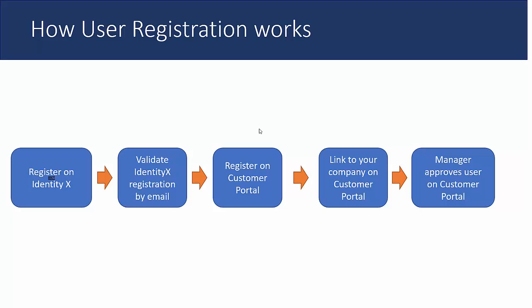The next step is to register the user on the customer portal to carry across the information from the identity registration into the customer portal. We then link the user and the company to each other in the customer portal, identifying that a user works for a particular company. And finally, the customer or supplier's manager needs to approve the user on the customer portal. In that way, the organization confirms that every user on the system is a valid user and has permission to transact on the system.